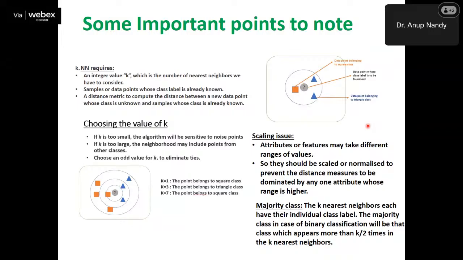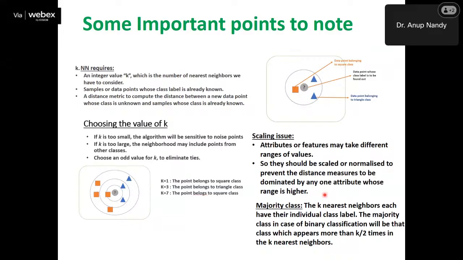So that's why also normalization that I was explaining to you. There is also another way for the scaling issue that we can use. They should be scaled or normalized to prevent the distance measures from being dominated by any attribute whose range is higher. It may so happen that in some outlier detection, if a point is deviating from the mean, then how much deviation is there? If you would like to capture that, you make a threshold value. If it crosses the threshold, we are not going to consider this point as an actual point within this periphery of the mean.